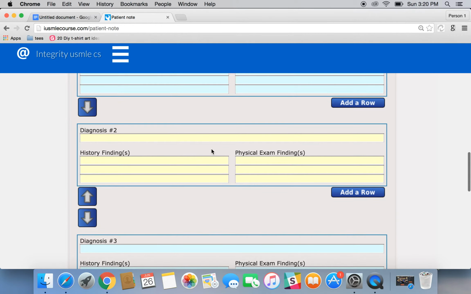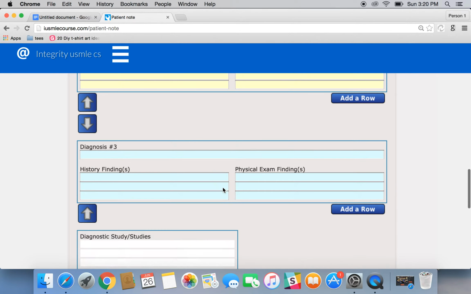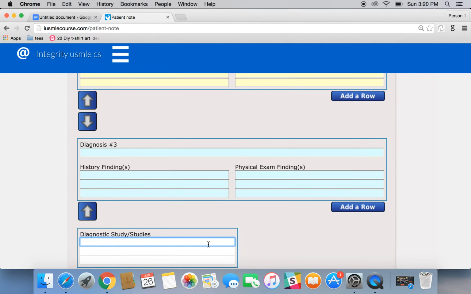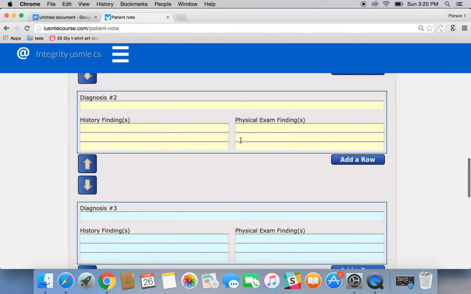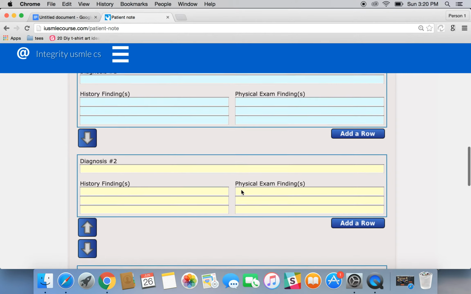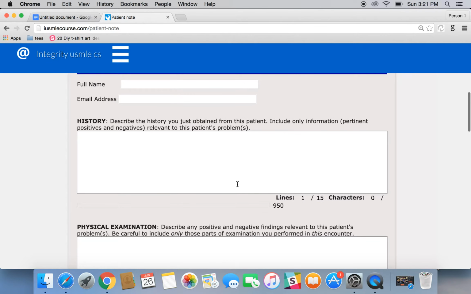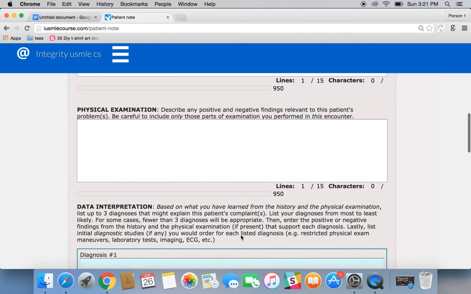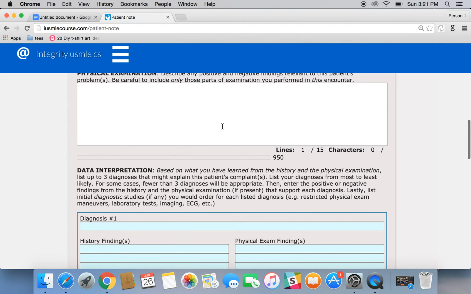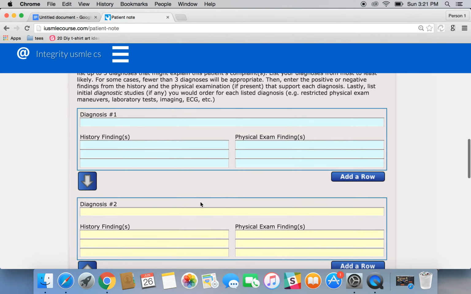After the differential diagnosis, I will go straight to the diagnostic studies. Recognize that I've skipped the supporting findings for the sections here, because there are some important points in the history and some important points in the physical examination that we basically will be copying and pasting all over here.